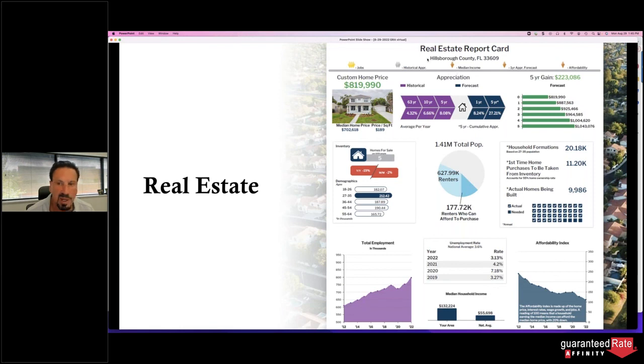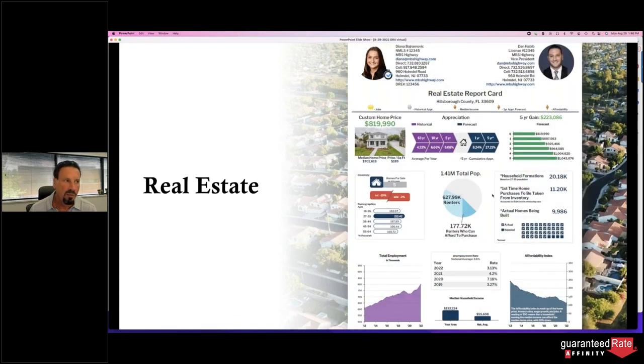how it stacks up with other areas in the zip codes around the country, what the inventory levels look like, what the breakdown of age demographics in the marketplace is, what the renter situation is, how many households are going to be formed, the builder data of how many homes will be built. If there's a shortage, what's affordability look like? What's the income in this market? What's the unemployment? What's the job creations? Everything that the buyer needs to know, you could have in front of them and distinguish yourself and separate yourself from your competition and add more value.